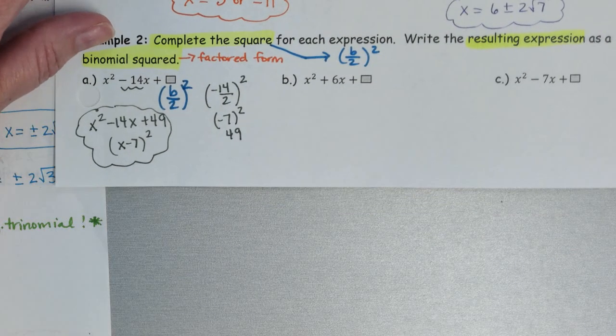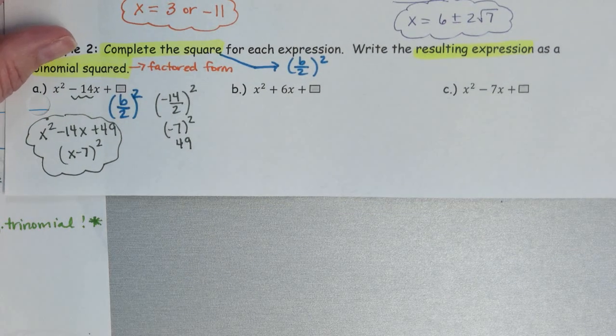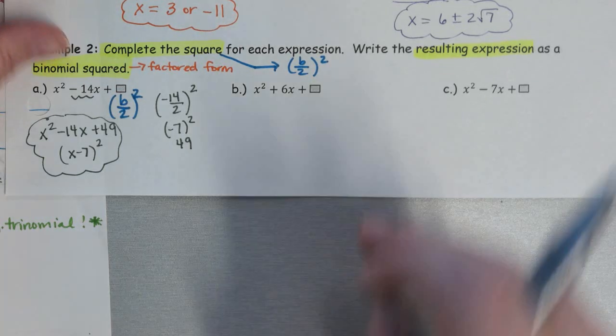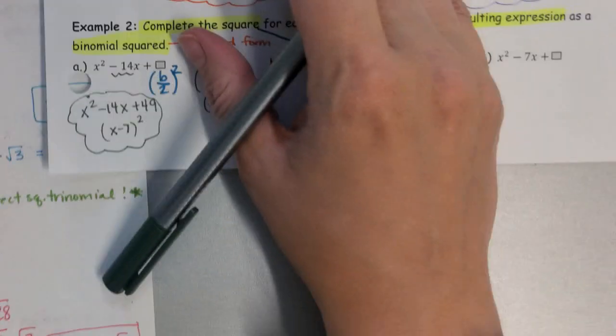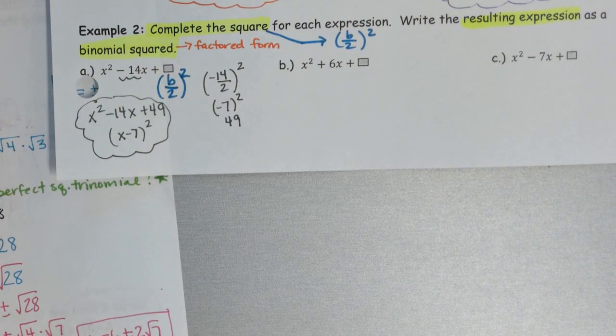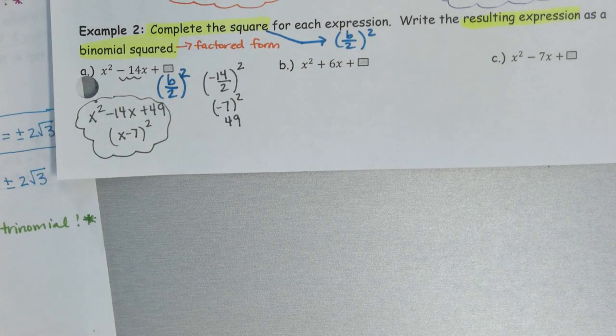Alright, and then go ahead and try that with B and C. Again, no decimals, so if it is not a whole number, you're going to leave it as a fraction. And then make sure you write your answer as a trinomial and then as a binomial square.